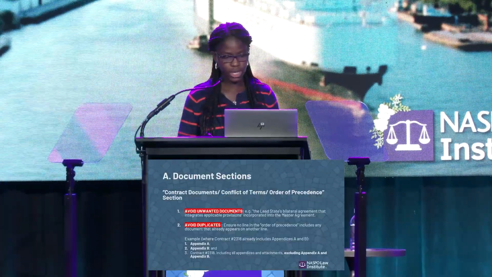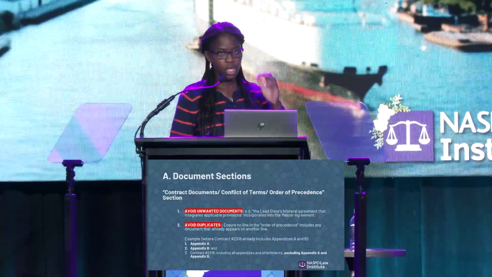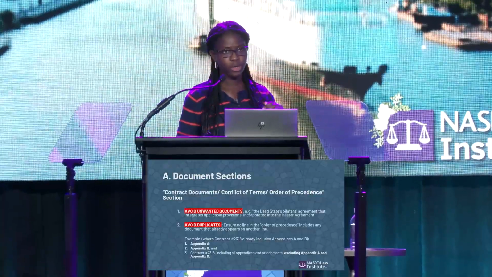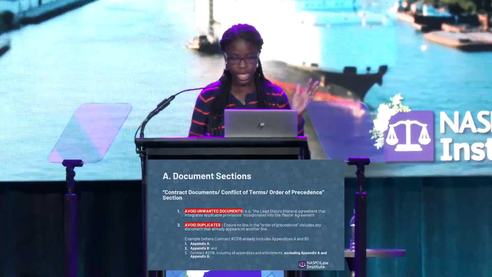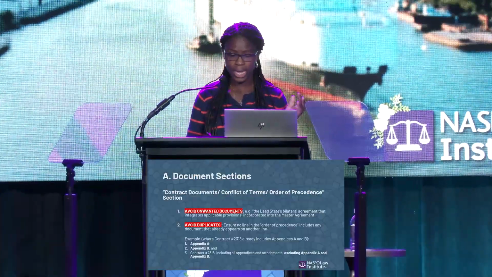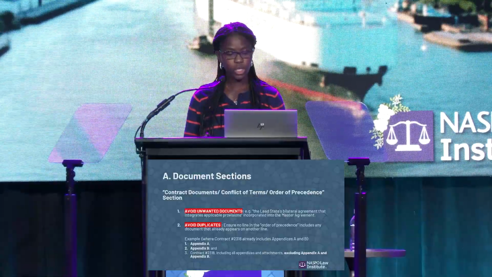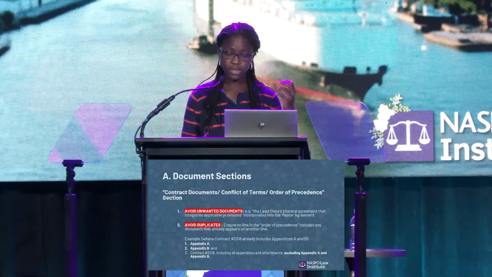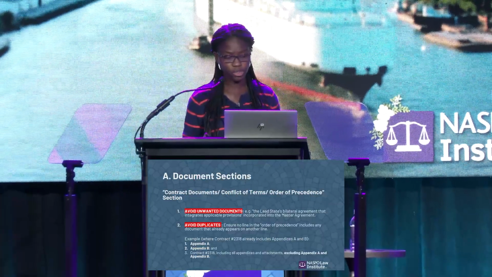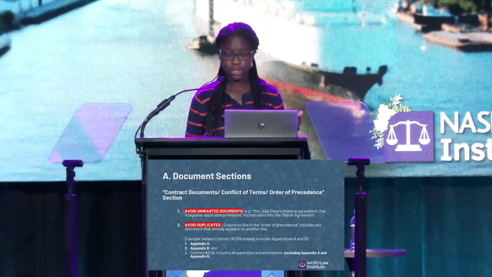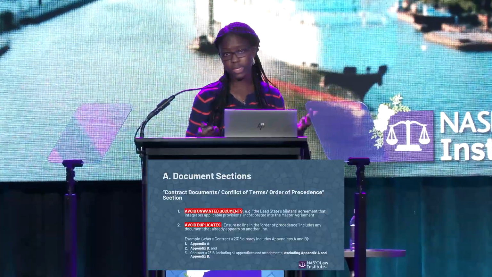Then avoid duplicates. And this is for conflict of terms, order of precedence section. No document should appear twice in this section. For example, you have a contract number 2318 that already includes Appendix A and Appendix B. You've placed Appendix A on line 1, you've placed Appendix B on line 2. And now you're going to list the contract on line 3, contract 2318, including all appendices and attachments.